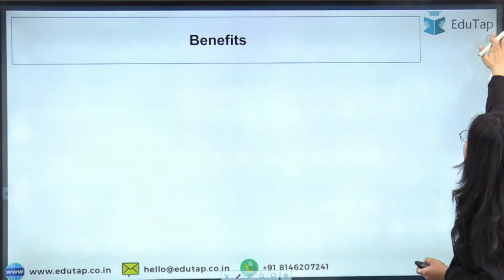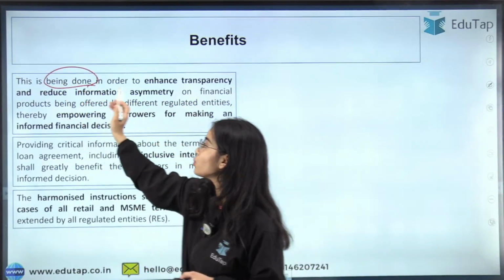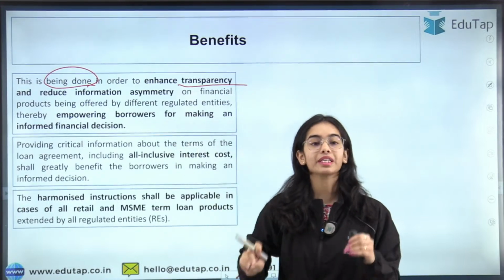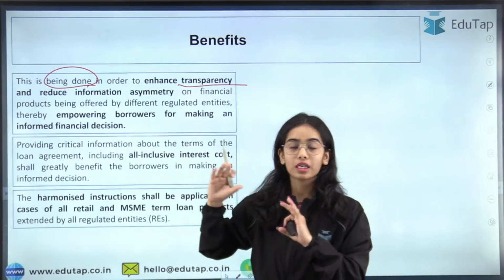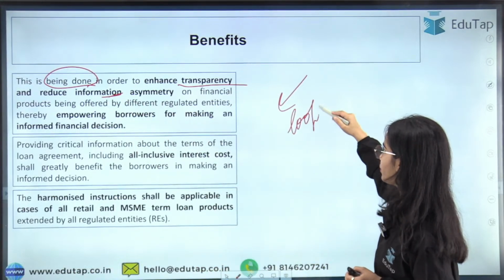So now we are going to understand the benefits. So first of all, why is the RBI doing this? To enhance the transparency and reduce the information asymmetry, that is, to reduce the information loophole, we can say.